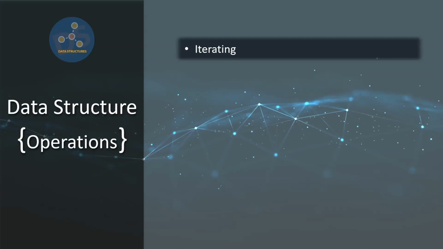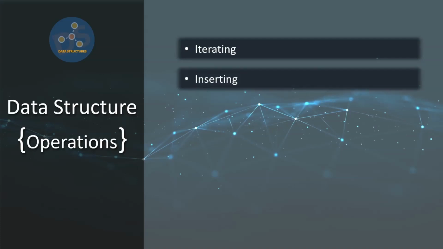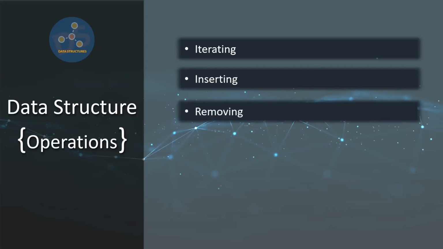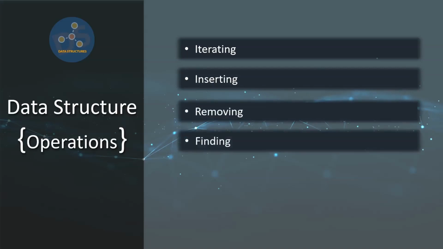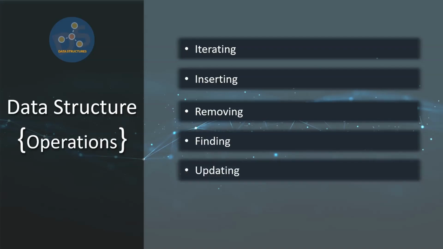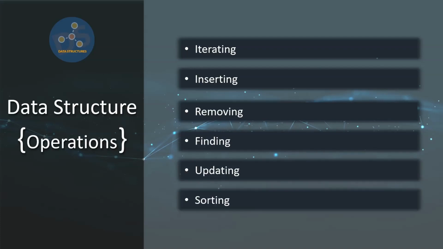When you loop into the data structure to get some specific value, to display a value, or to manipulate this value. Inserting, when you add a new value into this data structure. Removing, when you remove something from the data structure. Find, when you have something specific you want to find in this data structure. Update, when you would like to update one of the values or replace it with a new one. Sorting, when you would like to sort this data structure.